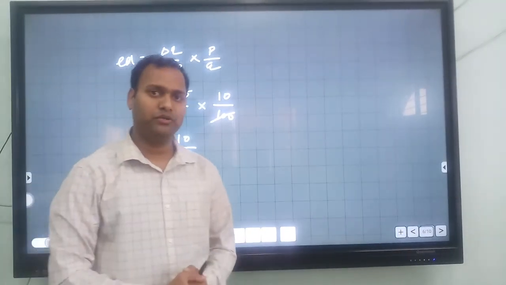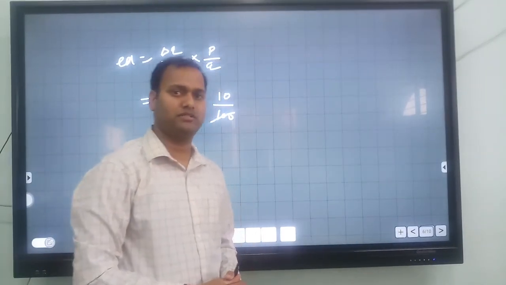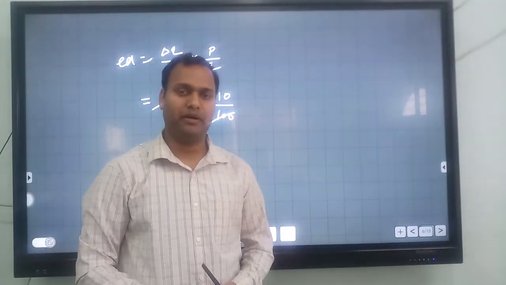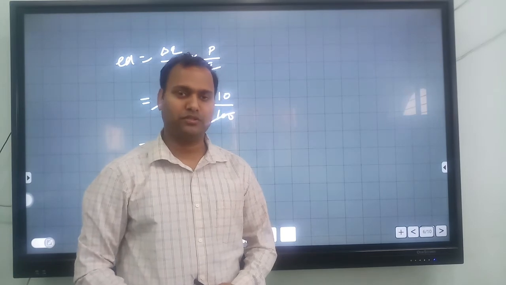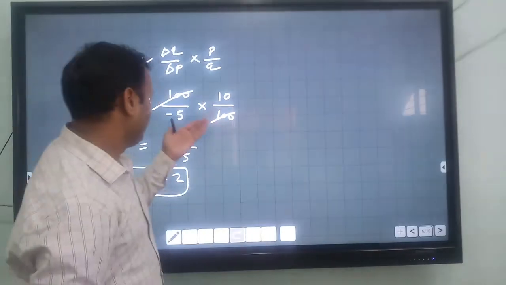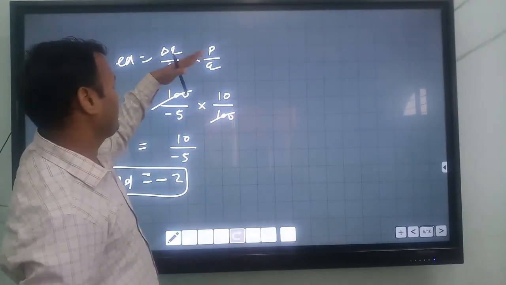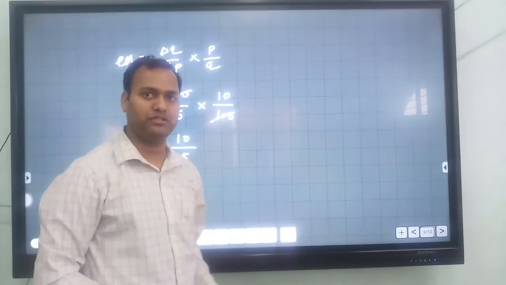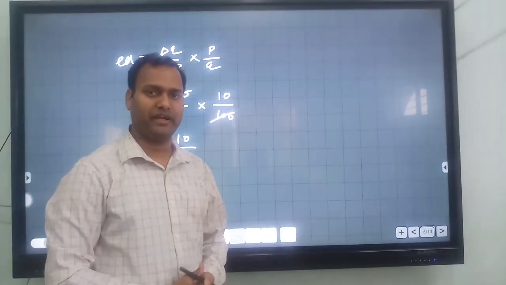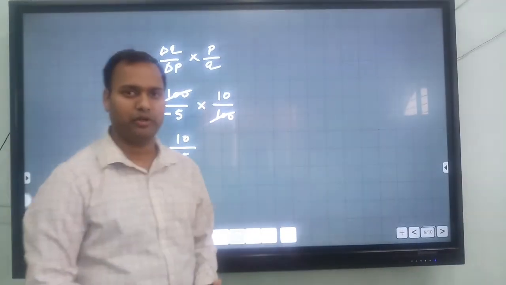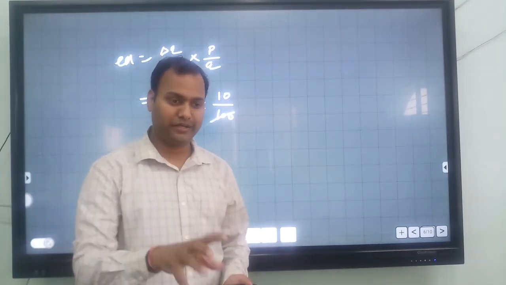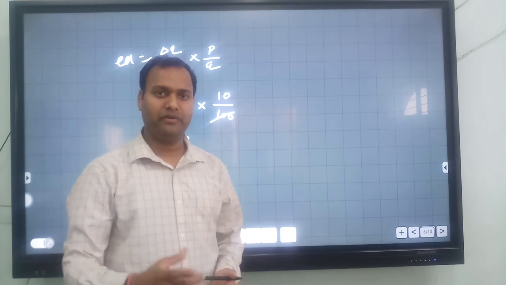I hope you understood the concept of how to calculate the elasticity of demand using the percentage method. We'll solve more problems on this concept. Sometimes the price is not mentioned, or elasticity of demand is given but the change is not mentioned, so there are many different kinds of numerical problems. We will solve them, and you should also solve some numerical problems related to this topic.